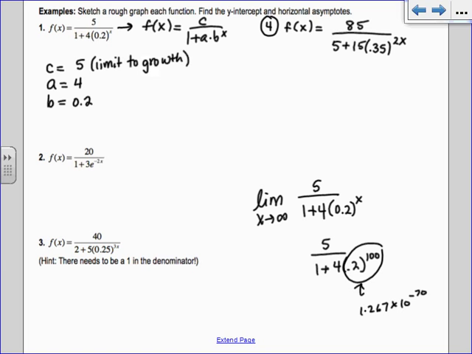Can you imagine plugging in 1,000, 10,000, 1 million, 1 trillion? Do you see how the bigger the number gets, the 0.2 to that power gets smaller and smaller? Do you guys understand what I'm saying? So we say that this goes away. It goes to 0. If the 4 times 0.2 to the 100 is gone, what do we have left? We have 5 over 1. What's 5 over 1? It's 5. Do you see why it's always going to be that numerator? Whatever c is, that's always going to be your limit to growth. Emerson, are you with me? It's literally a limit. That's why we call it the limit to growth. As we draw this graph, we're going to draw a horizontal line here.